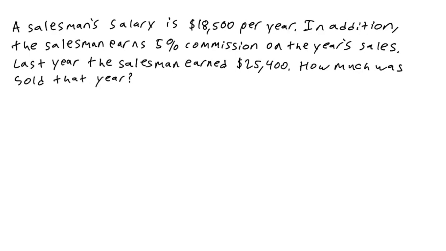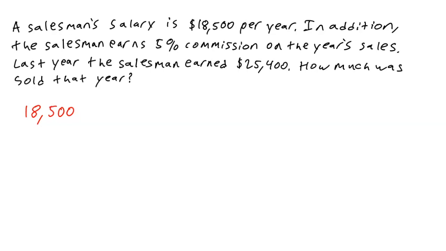A salesman's salary is $18,500 per year. In addition, the salesman earns 5% commission on the year's sales. Last year, the salesman earned $25,400. How much was sold that year? So in the year, the salesman automatically makes $18,500. Always. No matter how much he sells, that's how much he's going to make.